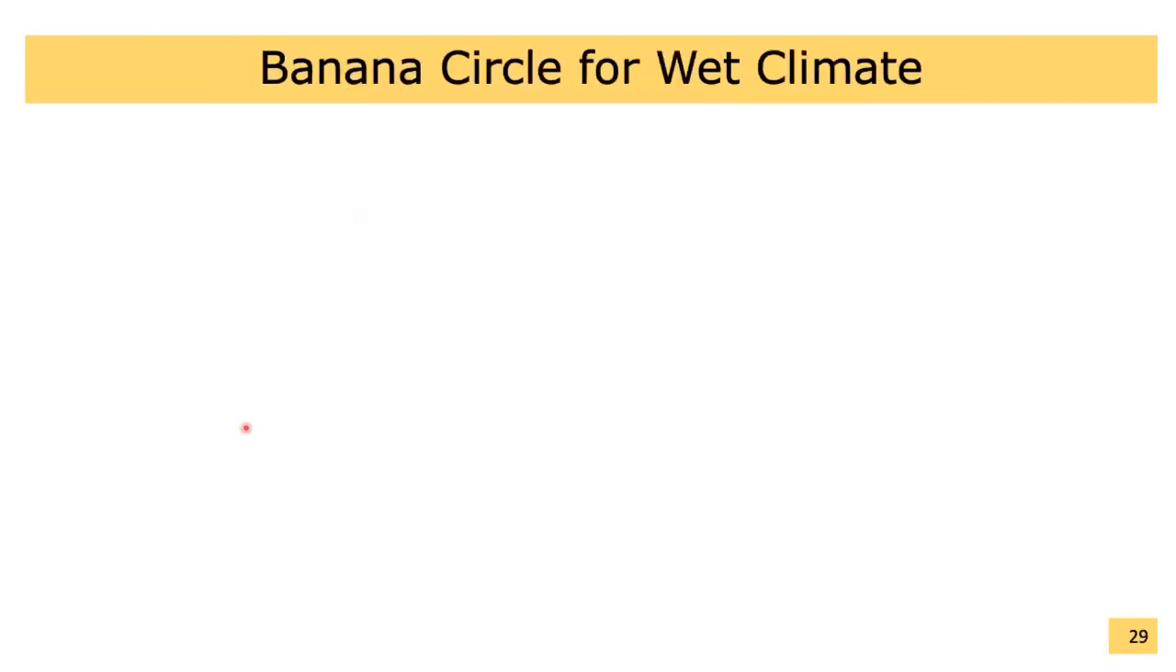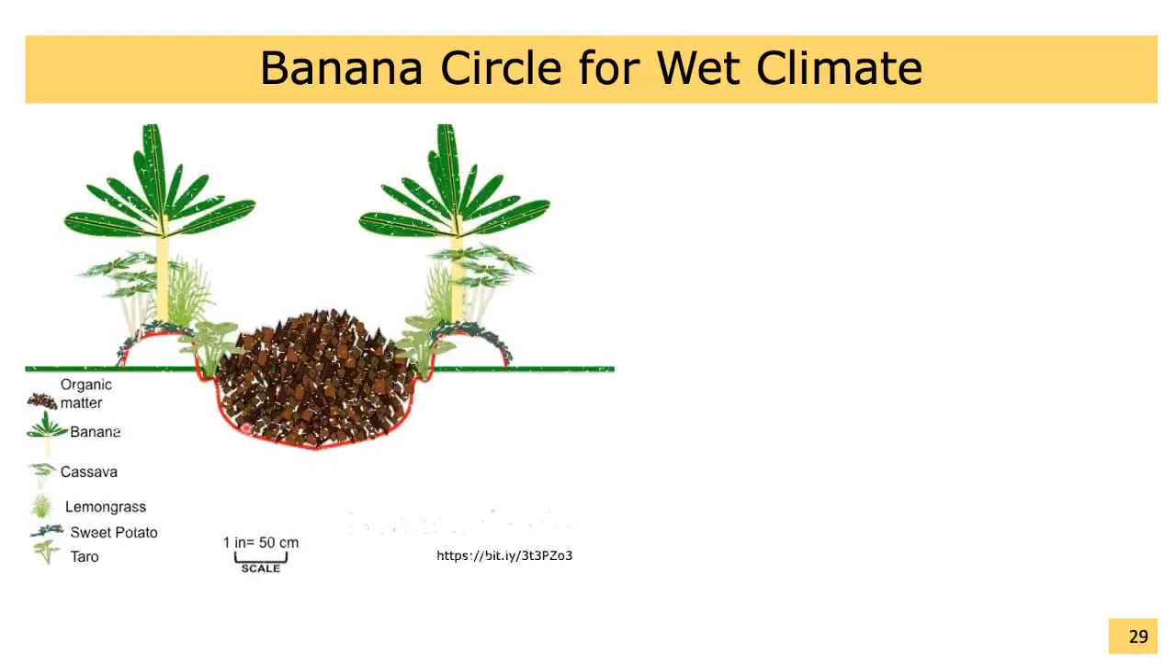Banana circle for wet climate. The banana circle is similar in concept to the Three Sisters Garden. All the plants in banana circles are mutually beneficial to each other. Banana plants provide much needed shade to the taro plant and a fertile raised bed for sweet potatoes and cassava.